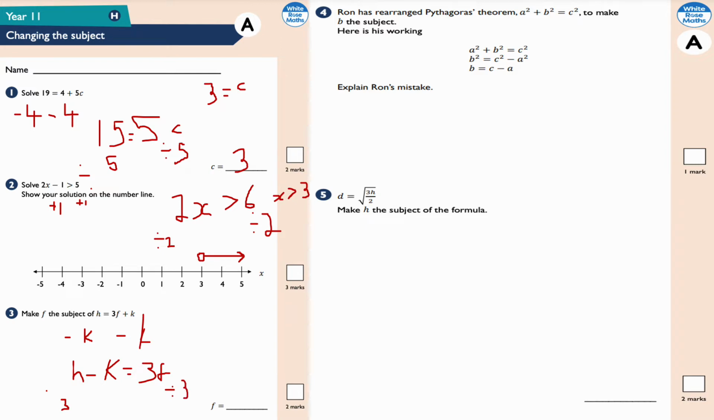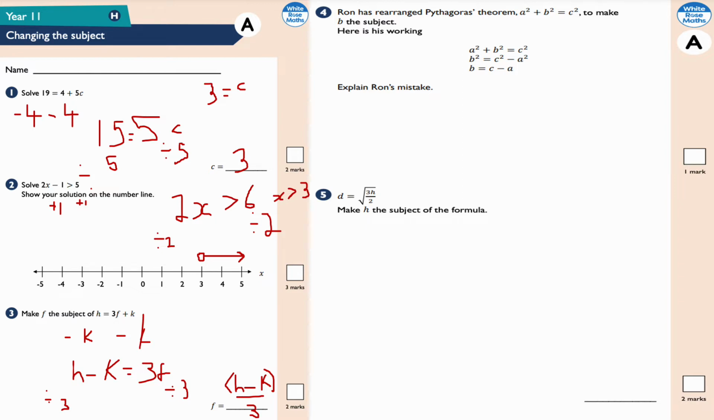Okay, so your final answer, divide by 3, we get h minus k all over 3, as a fraction, or they will also accept h over 3 minus k over 3, either way is fine, but I'd probably leave it just as this fraction, so everything is being divided by 3, guys. Okay, this is question number 4, guys.